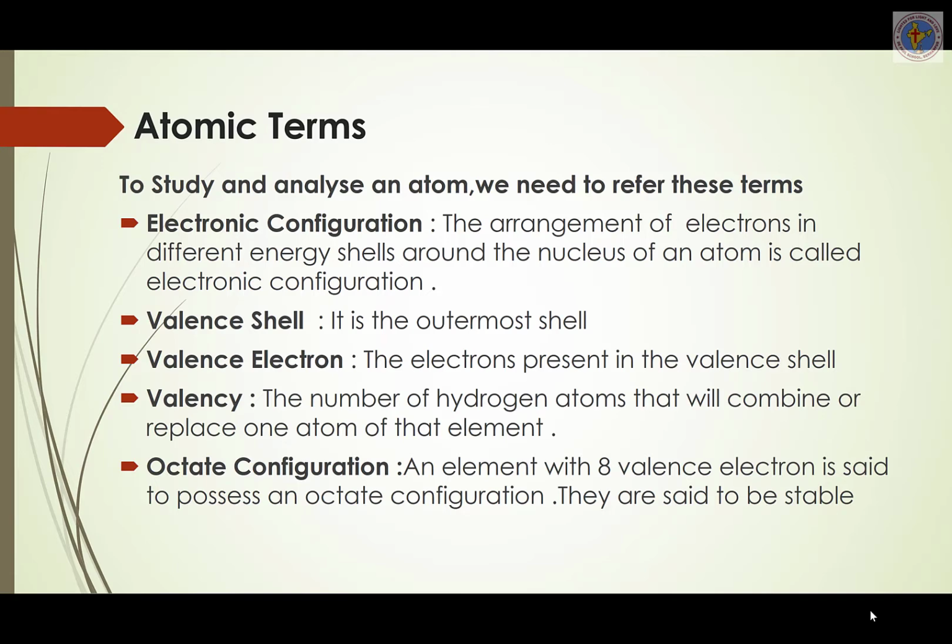Valence shell. The outermost shell is called valence shell. Valence electrons. The electrons present in the valence shell are called valence electrons. Valency. The number of hydrogen atoms that will combine with or replace one atom of hydrogen is called valency. Octet configuration. An element with 8 valence electrons is said to possess an octet configuration. They are said to be stable.